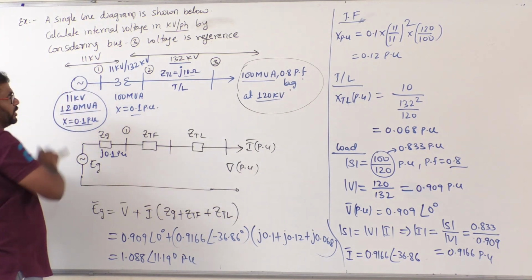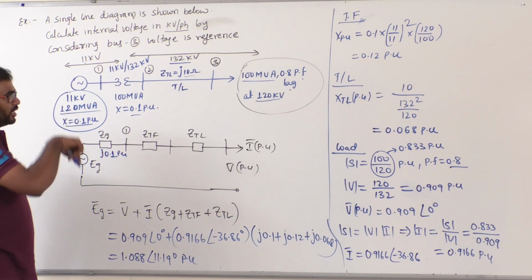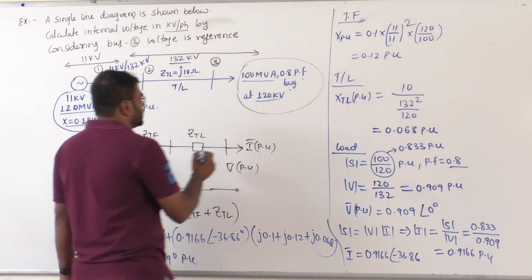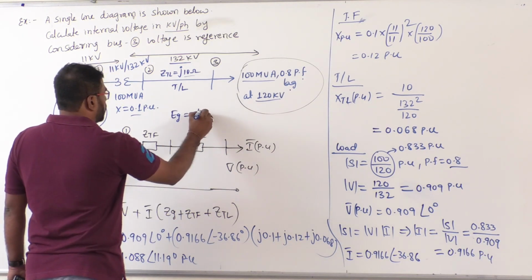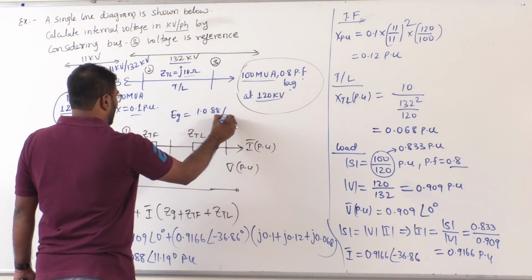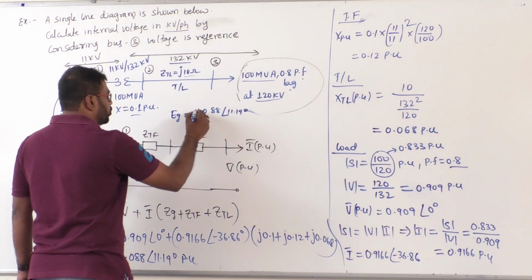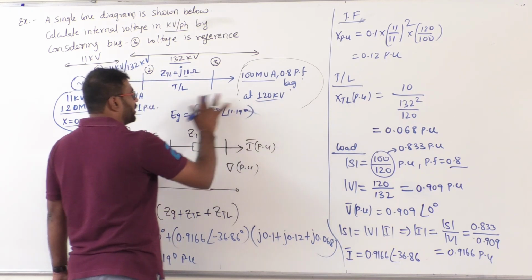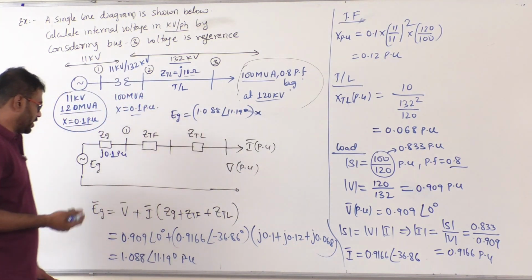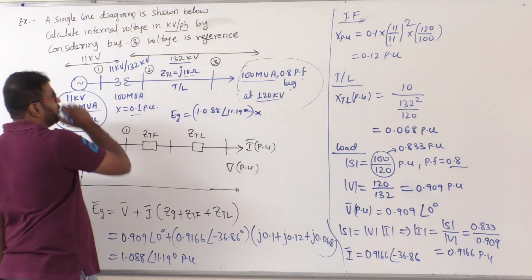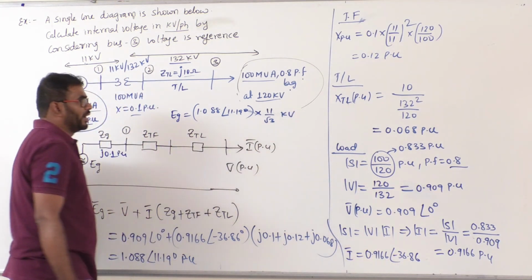This base voltage. What is the base voltage here? 11 kV. That is the line voltage base. What is the phase voltage base? 11 by root 3. So finally the answer is here Eg equal to 1.088 at an angle 11.19 degrees. This is the phase voltage or line voltage? Okay, phase voltage in per unit. Multiply with phase voltage base. What is the phase voltage base? 11 by root 3 kV. Now that is the final answer.